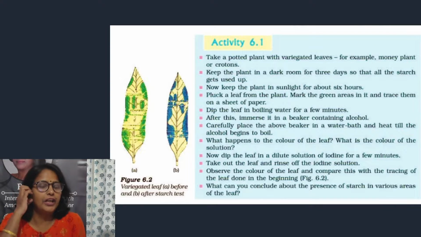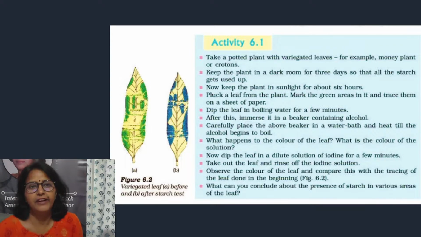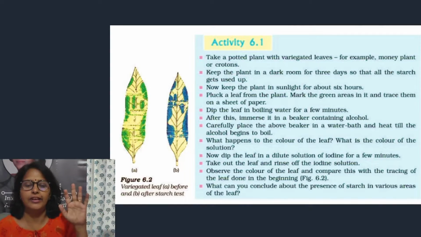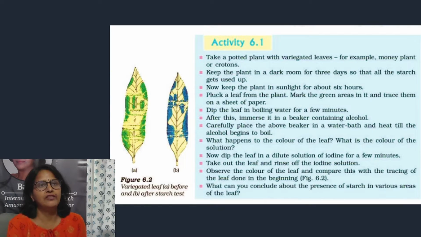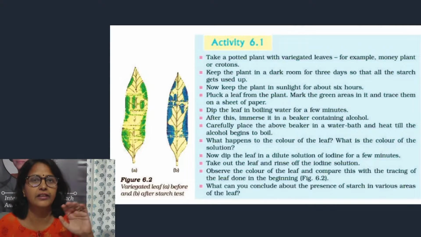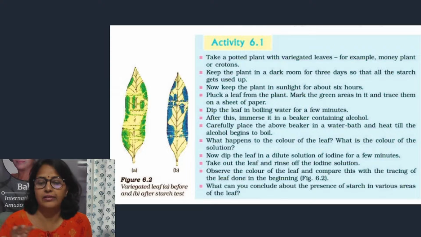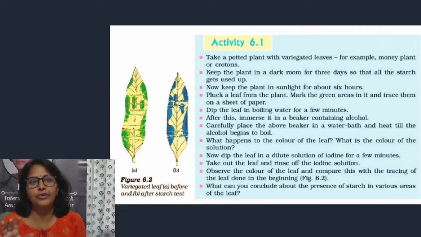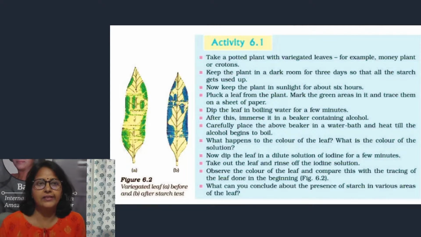We have to take a potted plant with variegated leaves. Variegated leaves, what does it mean? A leaf having two different colors. One has to be green, the other can be any other color. You might have seen croton plants which have yellow parts in them. There are some plants which have white parts in them. There are plants with red color also. So we have to take a variegated leaf which has green color along with some other color. Then we keep the plant in dark for 3 days so that all the starch gets used up.